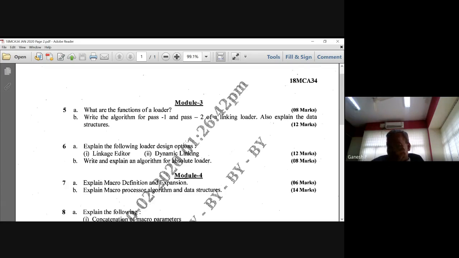Next, another alternative in module 3, linkage editor and dynamic linking, which is again important to understand the various designs of a loader along with the comparison on linkage editor and dynamic linking. And there are diagrams, and all those diagrams are very important.